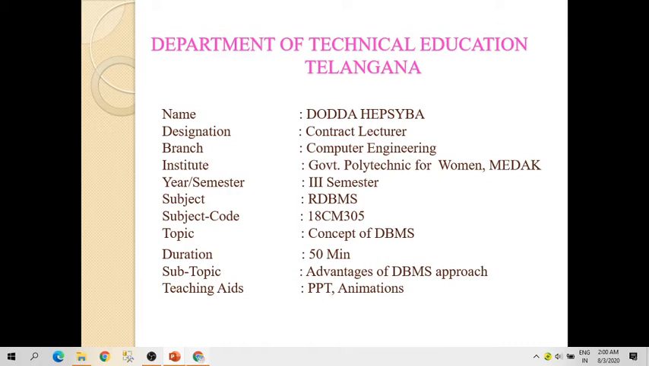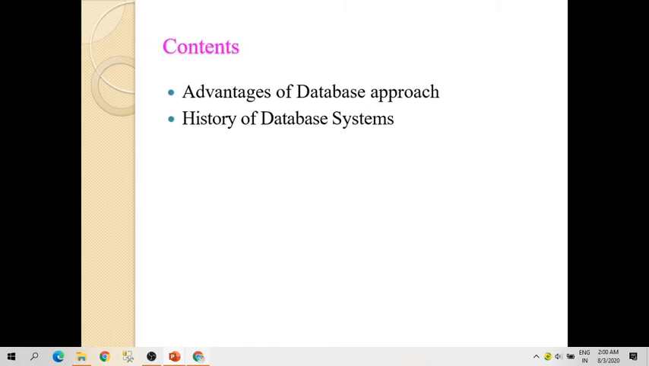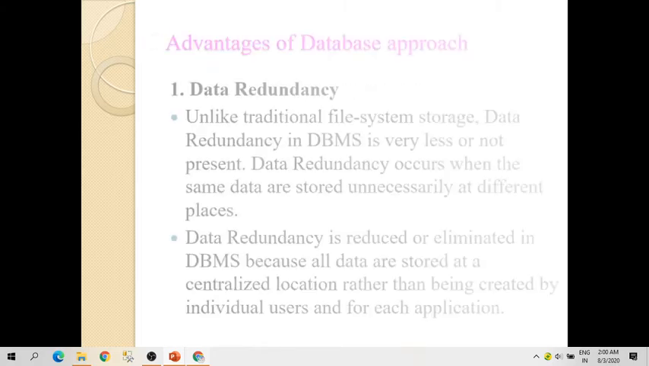In today's class we will learn about the advantages of DBMS and also we will learn about history. Let's look at the first advantage.